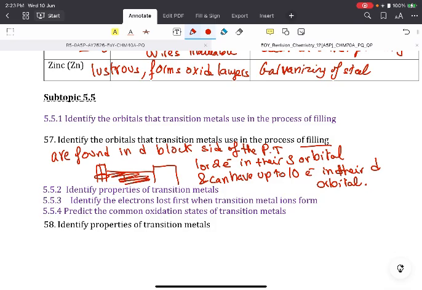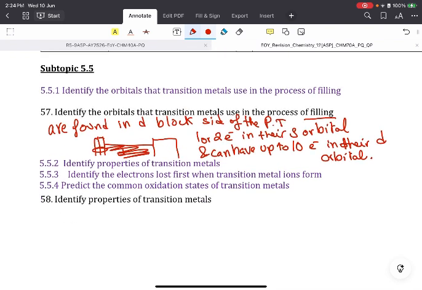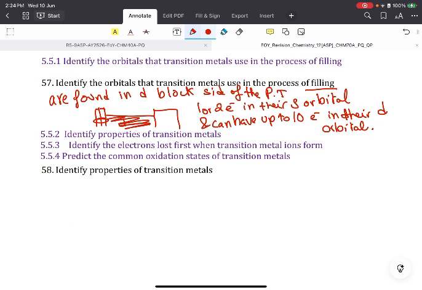Because they have these electrons, sometimes they lose s electrons to form oxidation states, sometimes they lose d electrons, or both. They have more than one oxidation state and more than one color, because they can form more than one oxidation state. Now, properties of transition metals.